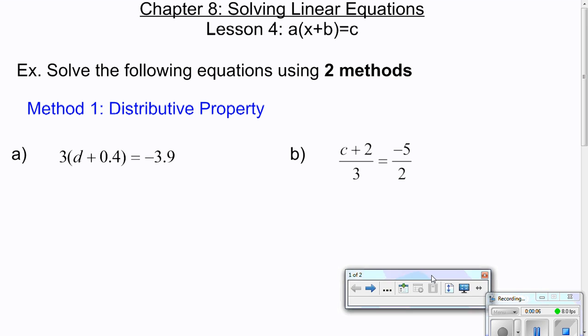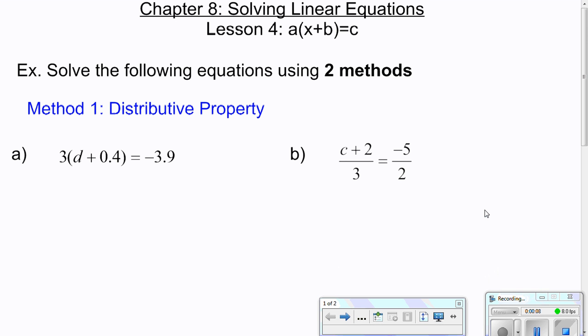All right, moving forward with Chapter 8, Solving Linear Equations, we have moved into Lesson 4, so we are moving past basic one-step and two-step equations, and we're starting to use some distributive properties. So we've got some brackets involved, and we're going to have some coefficients, or maybe a couple terms being divided by something. So I'm going to show you a couple different strategies.